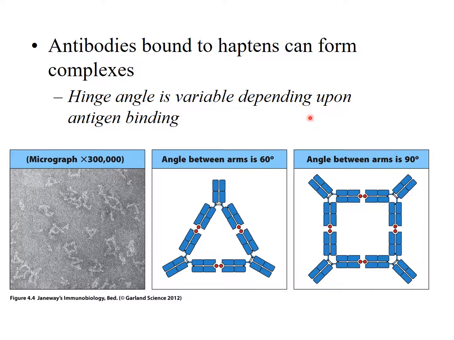By being able to move, by being able to stretch through different regions, you can see here where it is showing different antigens can be bound up by multiple antibodies, forming this triangle, this square shape. You get more and more of these binding, you can get larger and larger antibody complexes.